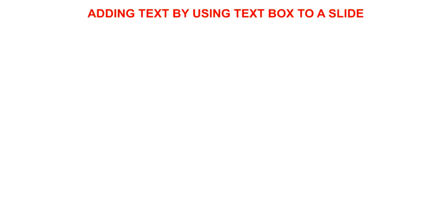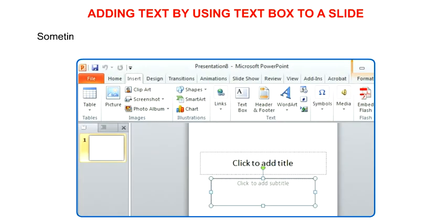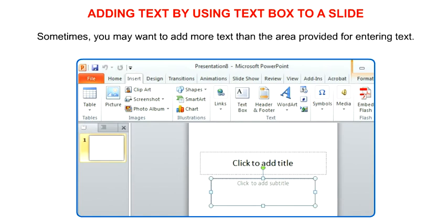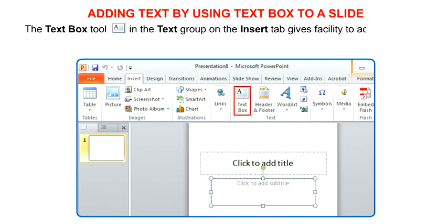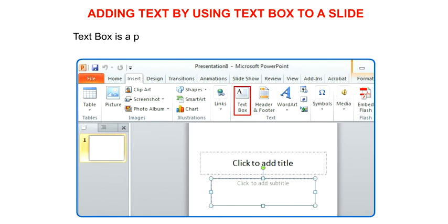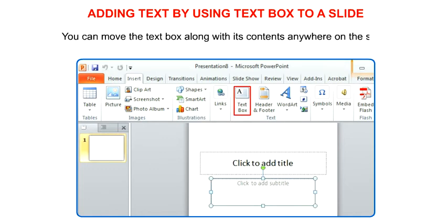Let us learn how to add text by using text box to a slide. Sometimes you want to add more text than the area provided for entering text. The text box tool in the Text group on the Insert tab gives facility to add more text to your slide. Text box is a placeholder where you can enter and manipulate text. You can move the text box along with its contents anywhere on the slide.